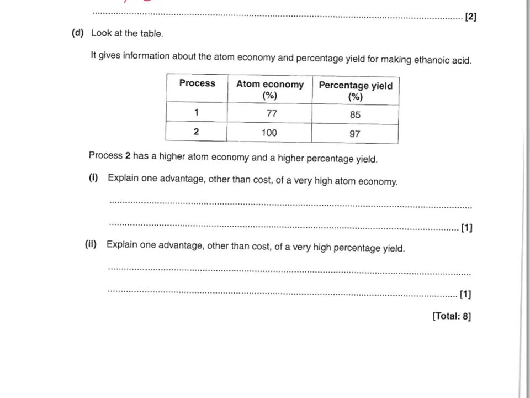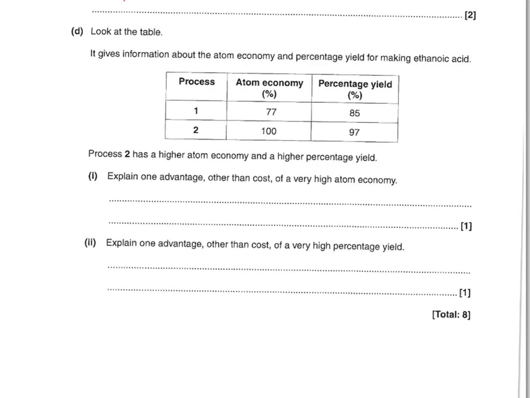Look at the table, it gives some information about the atom economy and percentage yield for making ethanoic acid. Process 2 has a high atom economy and a high percentage yield. Explain an advantage other than cost of a very high atom economy. So that is about it being more sustainable, or it makes less or no waste products. And then explain one advantage other than cost of a very high percentage yield. The answer to that is that there's less waste of reactants. You could also say there's no need to recycle the unreacted reactants if you wanted to.